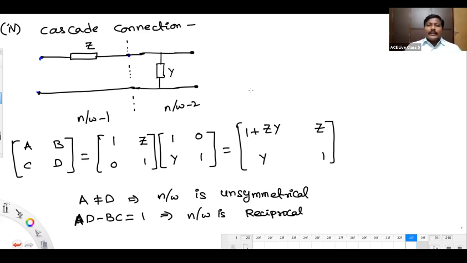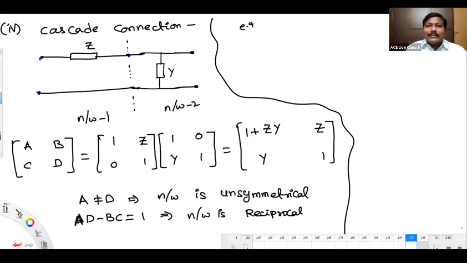Can we make a comment that always, if I connect two symmetrical networks in cascade, the resultant will become unsymmetrical? Yes or no? No, we can't make it. For example, I'll take one more cascade connection, something like this. This is Z1 impedance, and this is Z2 impedance.